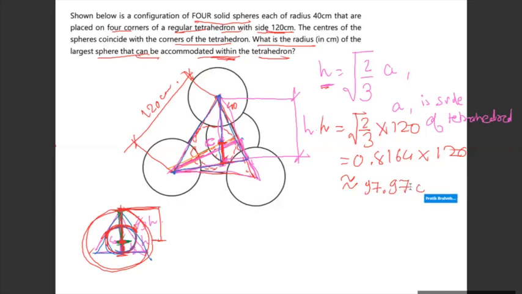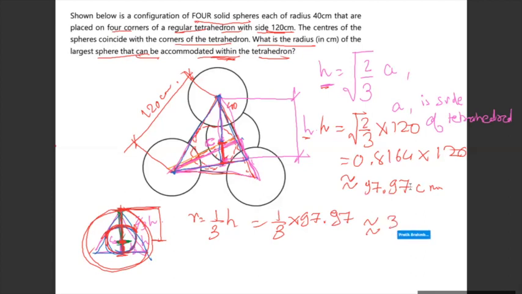This is in centimeters, so this is the height of the tetrahedron, H. I have to find the radius. The radius is 1/3 of the height. So 1/3 times 97.97, which is approximately equal to 32.65 centimeters.